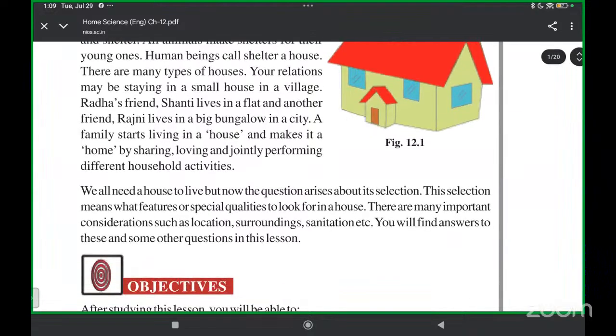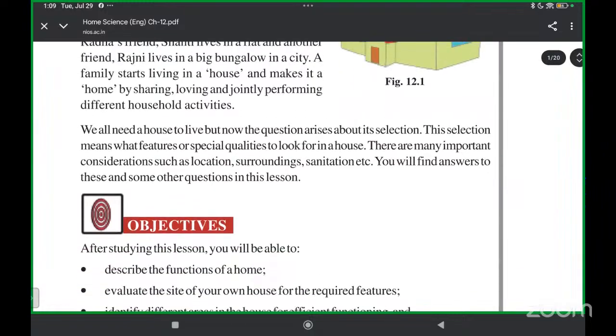We all need a house to live, but now the question arises about its selection. We need a house, that is right, but it is also important to select it. How to select a house? This selection means what features or special qualities to look for in a house. There are many important considerations such as location, surroundings, sanitation, etc. So we will see about housing, how the house is selected, and many more things in this lesson.